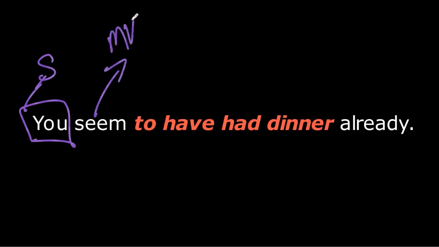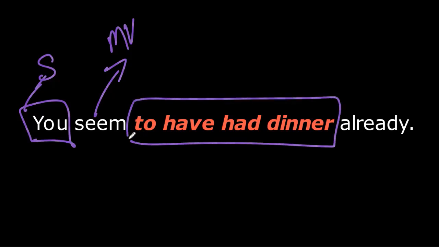All right, example number one. You seem to have had dinner already. All right, so you is my subject. Seem is my verb, main verb. Okay, you seem what? To have done something. You seem to have performed an action. It's a stative verb, right? So you seem to be in a certain state of being, right?